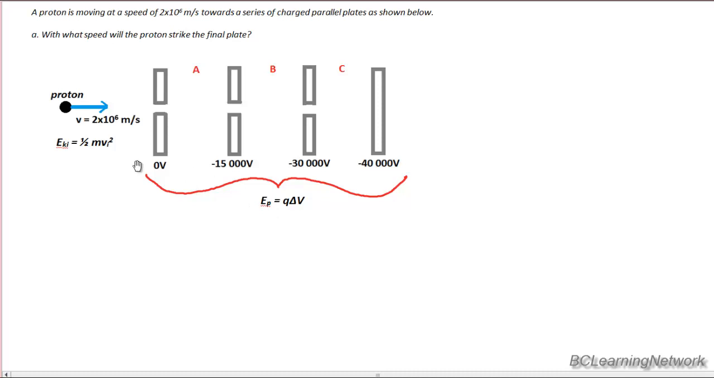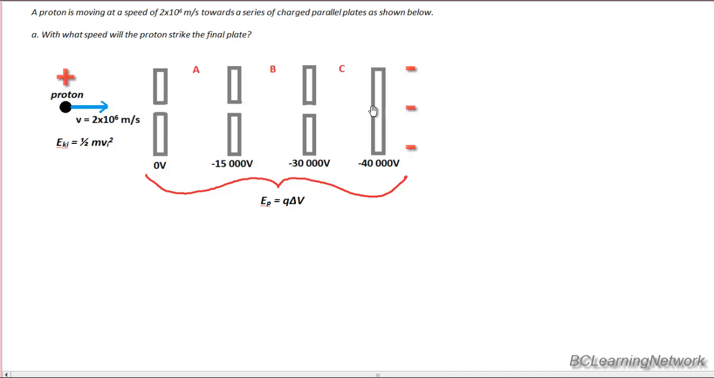Now if you look at the configuration, we know that a proton is positive. The second it passes through this hole, it's going to start to experience the electric field from all these plates. The plates continually get more and more negative as you move from left to right. So because opposites attract, it would stand to reason that this proton is going to gain speed. It's going to take this potential energy and add it to its initial kinetic energy to get a final kinetic energy that's bigger. In other words, it will make it all the way to the final plate.